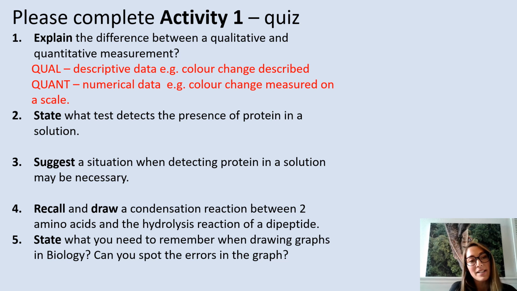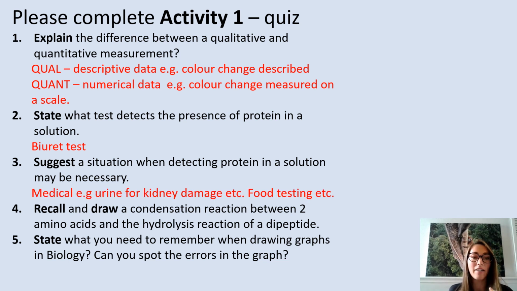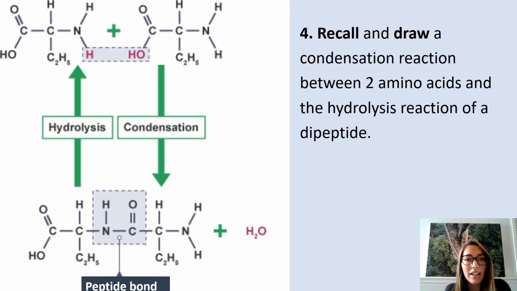What test detects the presence of protein? So that's the Biuret test. Again, that's what we're going to be doing today. Suggest a situation when detecting protein in the solution may be necessary. So this would be, for example, if you're trying to measure for medical reasons the presence of protein in urine to detect kidney damage. Or maybe it's in food testing, so to test for the presence of protein in particular food samples.